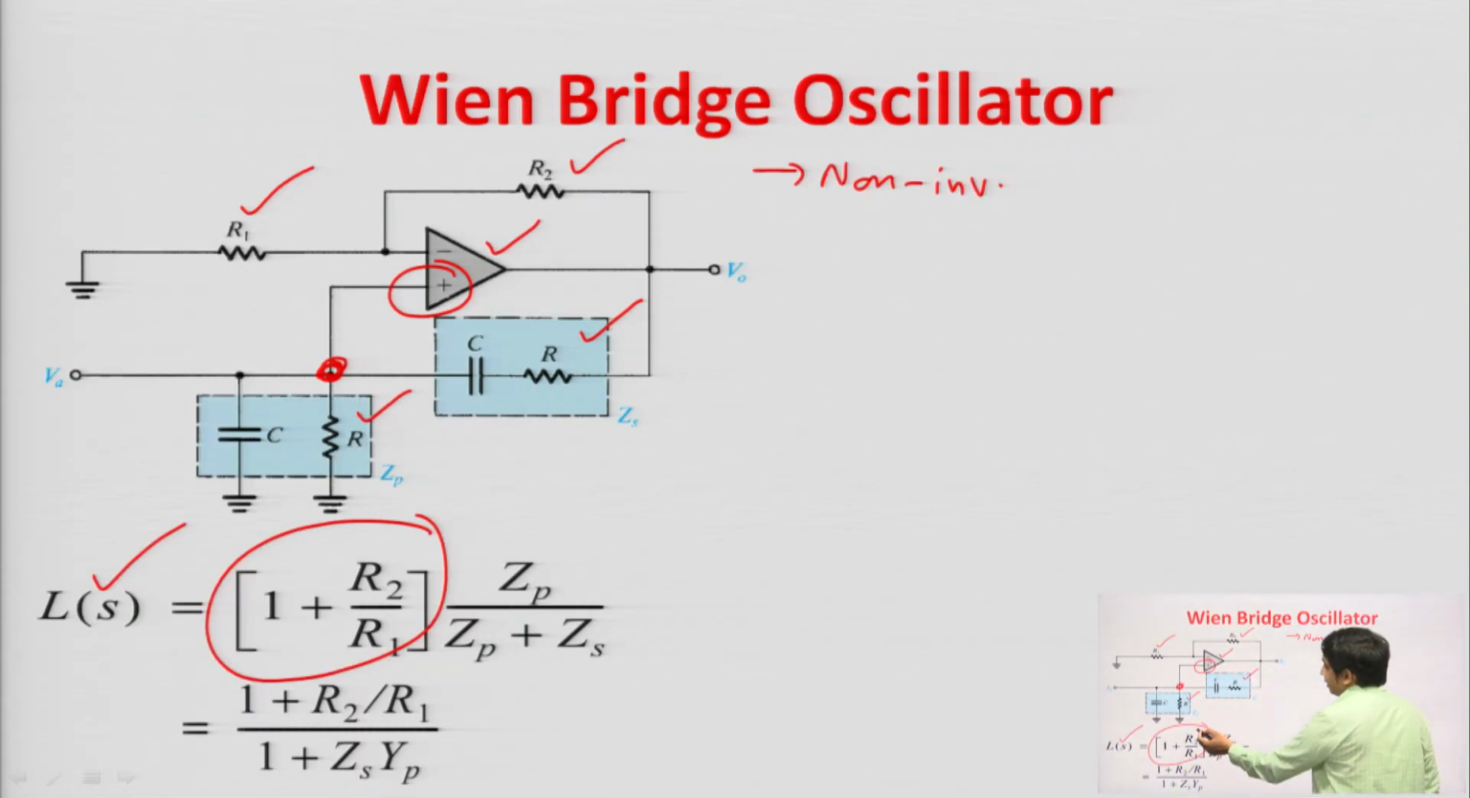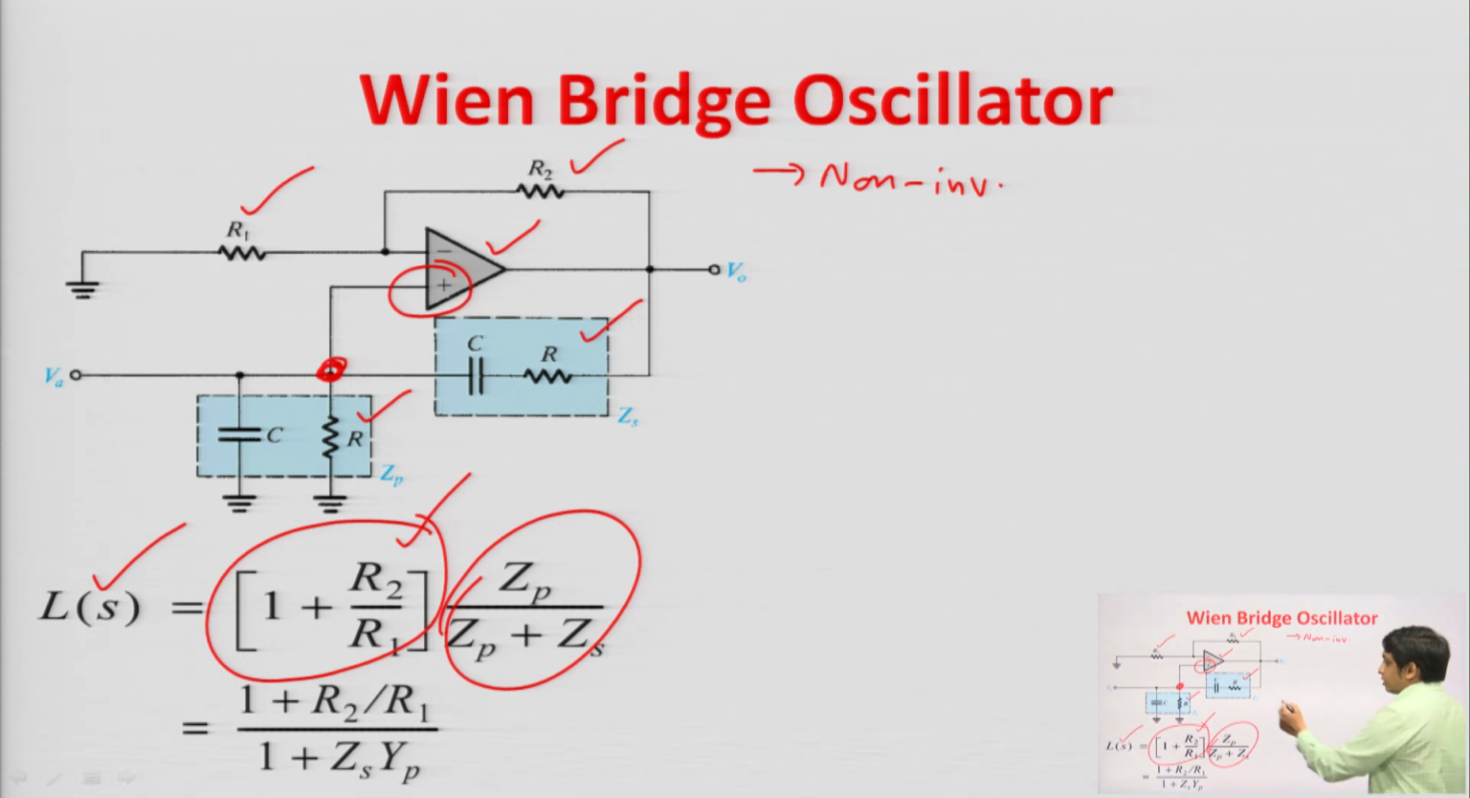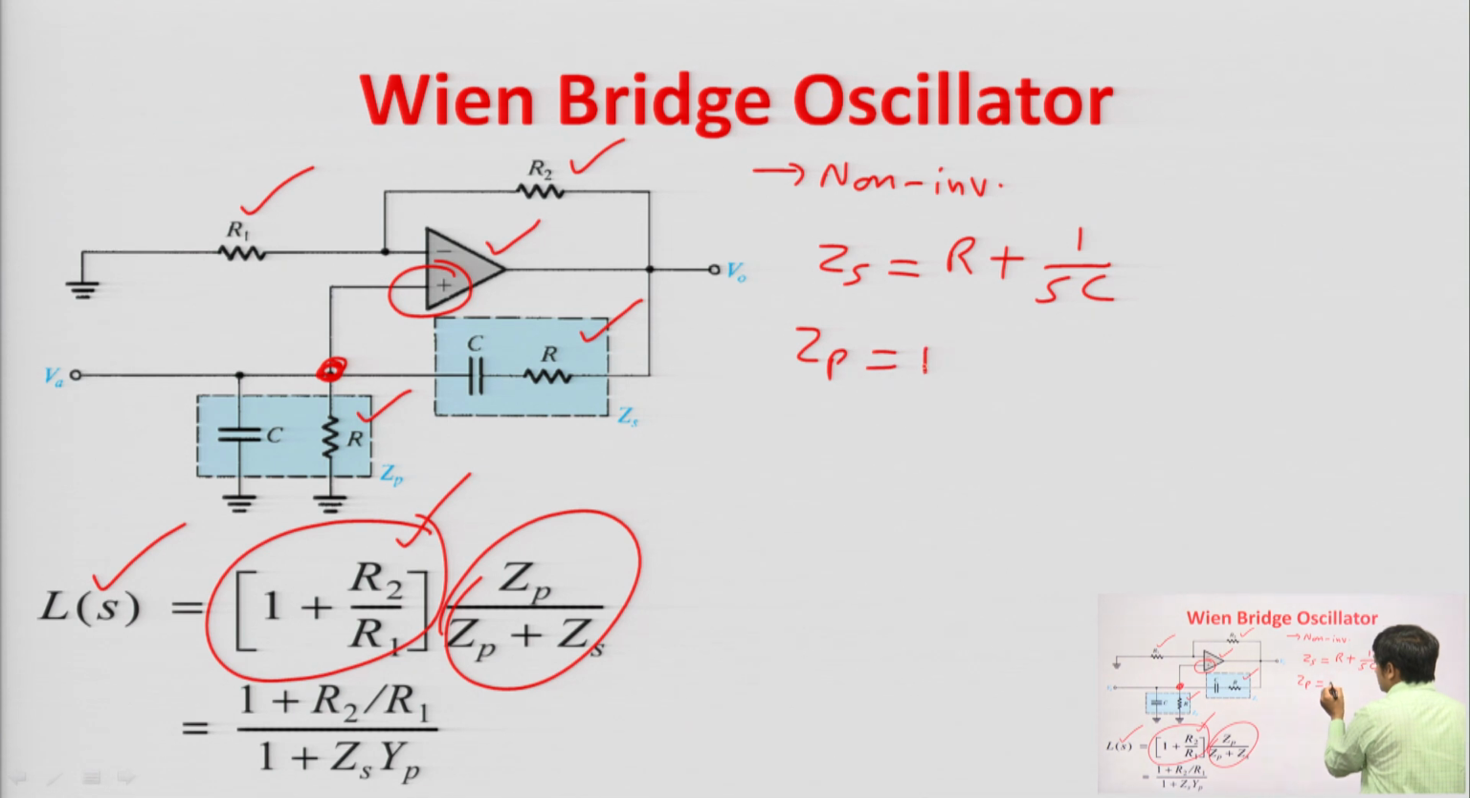So, this 1 plus R2 by R1 is the gain of the amplifier, that is A, and your beta is Zp upon Zp plus Zs. What is Zp, what is Zs? Zs is the series combination of R and C. What will be the value of Zs? Zs will be R plus 1 by sC, the impedance of the capacitor. And Zp is R parallel to 1 by sC.